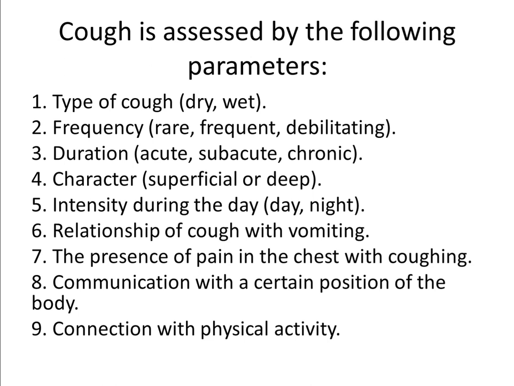Cough in children is assessed by the following parameters. The cough can be dry or wet, so this is the type of the cough. The cough can be rare, frequent, and debilitating. It can be acute, subacute, or chronic. Mostly we make division of acute is less than 4 weeks and chronic is more than 4 weeks.